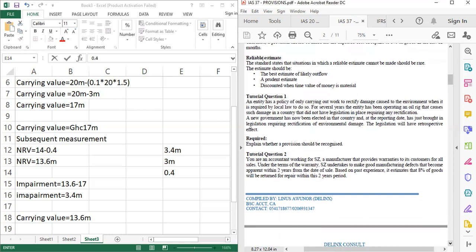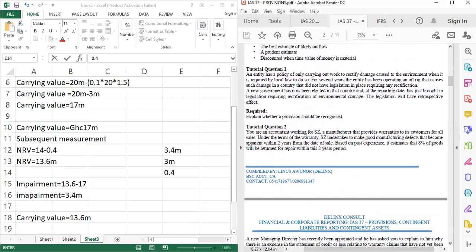Let's come to example 2, tutorial question 2. You're an accountant working for XZ, a manufacturer that provides warranties to each customer for all sales. Under the terms of the warranty, XZ undertakes to make good manufacturing defects that become apparent within 2 years from the date of sale. Based on past experience, it estimates that 8% of goods will be returned for repair within these 2 years.